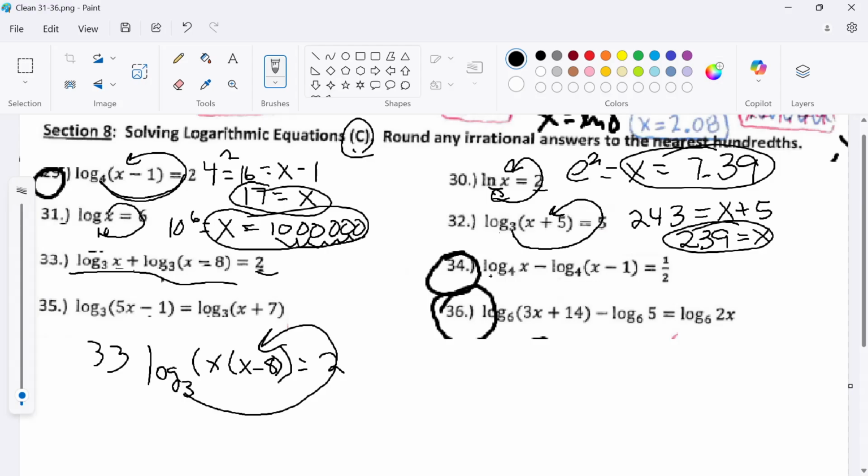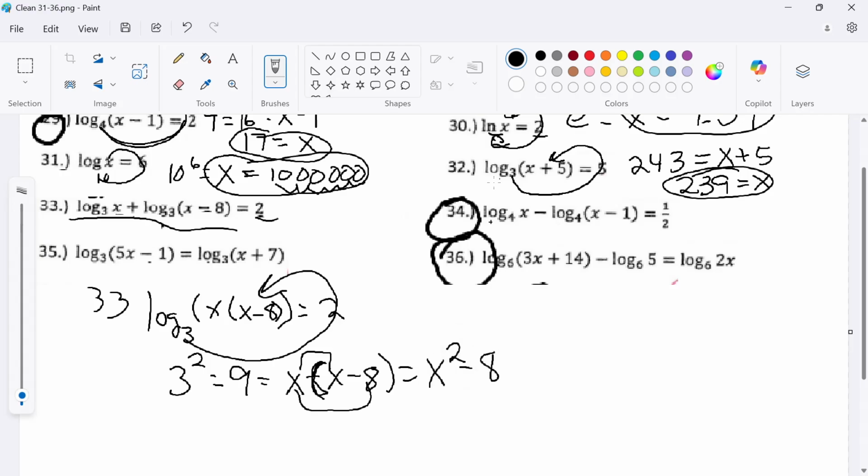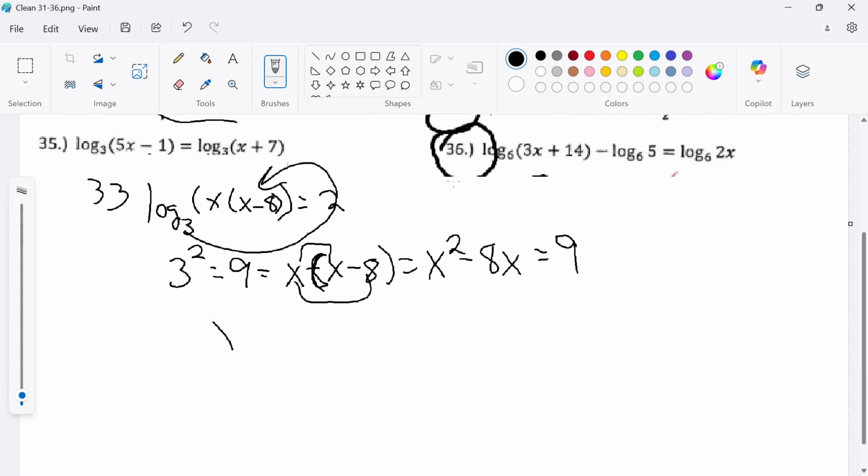Base to the answer equals the argument. 3 squared, which equals 9, equals x times x minus 8. I put that in parentheses, and I'm going to go ahead and distribute. This is x squared minus 8x equals 9. So now I will subtract 9 from both sides. X squared minus 8x minus 9 equals 0.